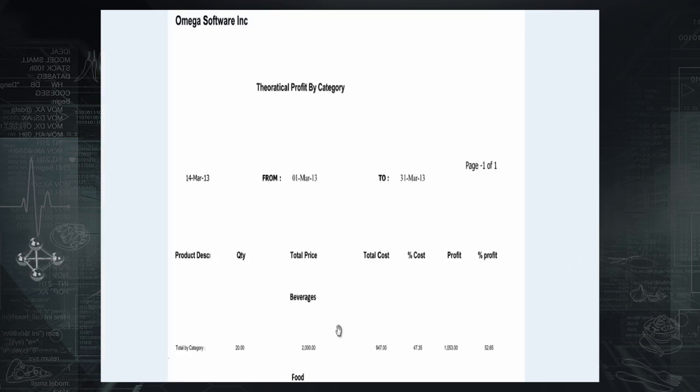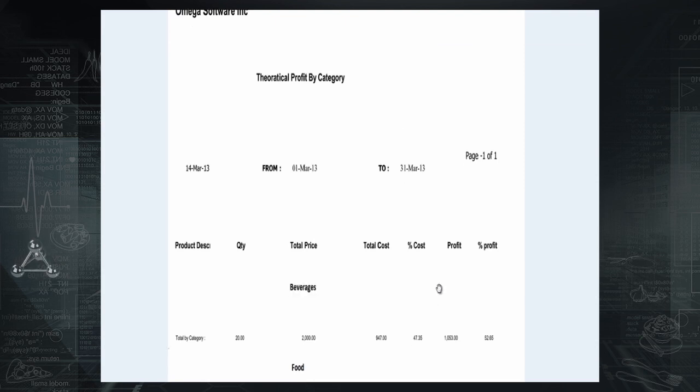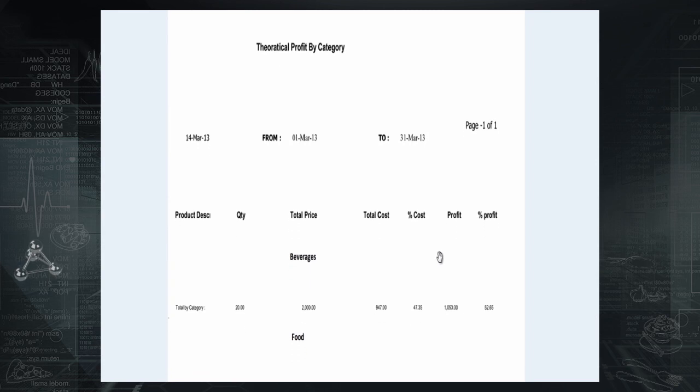In the report Theoretical Profit by Category, it is possible to view the cost theoretically, i.e., without taking real consumption into consideration, but based on the inserted recipes and the sales made based on the recipes. The cost, profit, and profit percentage are mentioned here. Notice here the cost of beverages, and here that of food. This is the theoretical costing and profit.